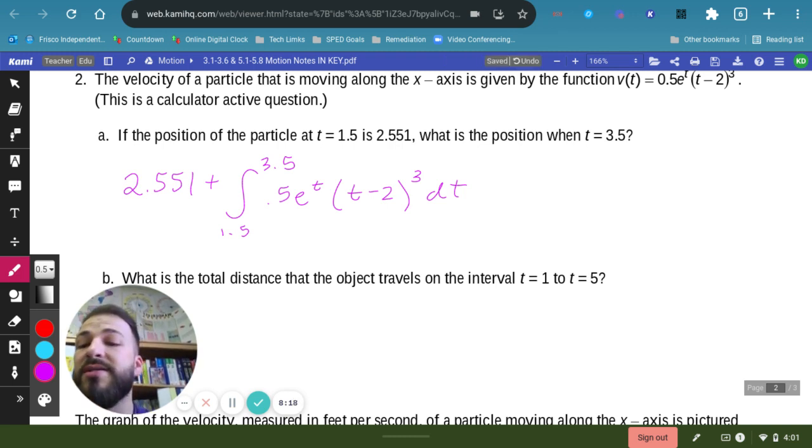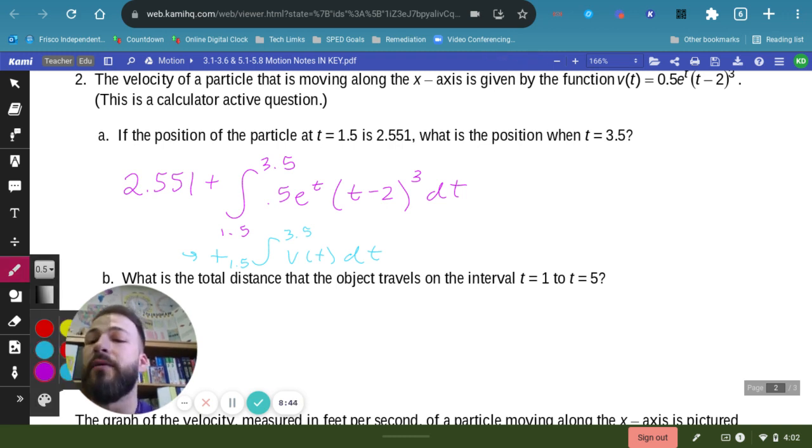You can also, if you want to, write this as the integral from 1.5 to 3.5 of just v of t. Since you're typing it in your calculator anyways, you can be a little lazy and just say v of t on an exam or a test. It means the exact same thing. I can see clearly in the problem that v of t represents that function, so either one would really be fine.